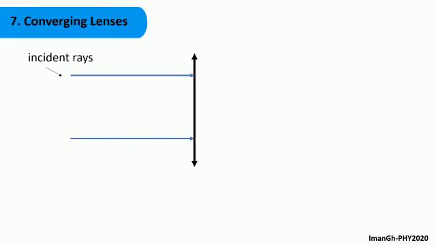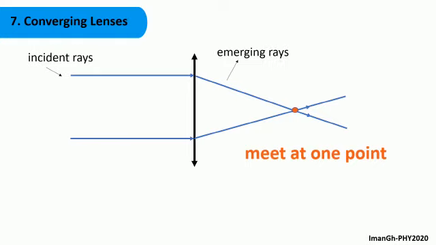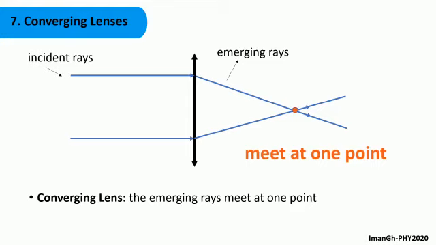Converging and diverging lenses also differ in the way they change the direction of light. We will start first with converging lenses. This is the symbol of a converging lens. Pay attention to the shape of the arrow. When two light rays that are called incident rays hit a converging lens, they will deviate to meet at one point. The light rays that emerge or leave from the lens are called emerging rays. So a converging lens deviates the rays to meet at one point, and they are mainly used to magnify objects.